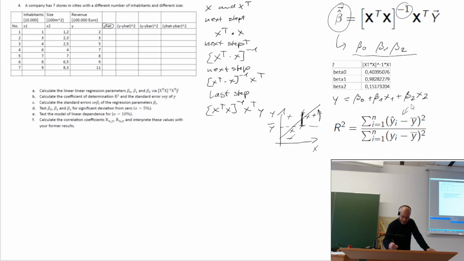So this is the explained variance, and this is the total variance. What we now need is the difference of our theoretical values y, which we just calculated, with respect to the mean, and for the total variance, just our data points with respect to the mean.